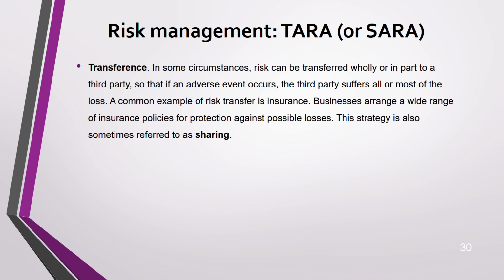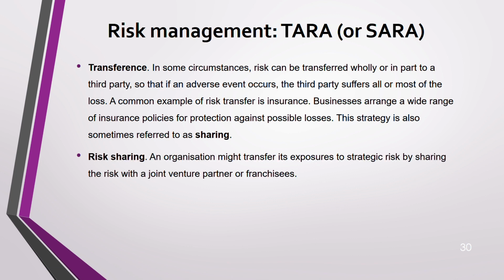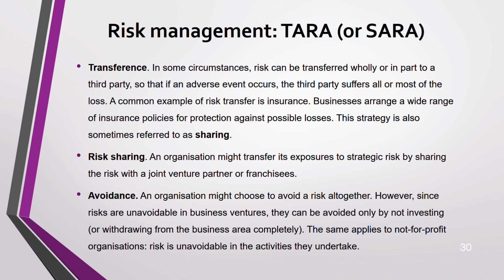Now, what is transfer? For example, you transfer the risk to a third party, like when you take an insurance. If any event occurs, you transfer the risk to the insurance, isn't it? So this is an example of transferring risk. It is also known as sharing, where you protect yourself against some losses. Then we come to risk sharing, like when you take a risk with a joint venture or franchisees. You share the risk. Then we come to avoidance, where you avoid the risk altogether. This usually cannot happen, but it can only happen when you avoid investing in that, or you completely withdraw from the business. Like you don't take the activity at all, then you can avoid the risk. But usually once you take a risky activity, it's hard to avoid.